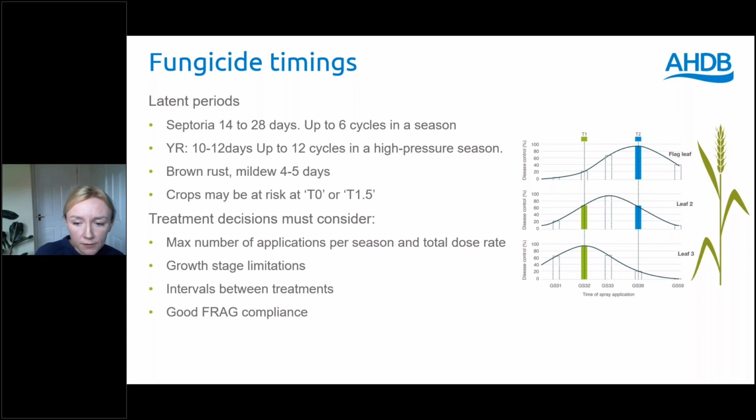Taking these factors into account, if it's a very high yellow rust pressure year, you might end up having maybe 4 or 5 applications in a season. I know last year some farmers got cut out with certain varieties where they ended up doing 7 applications in a season to keep on top of the yellow rust.